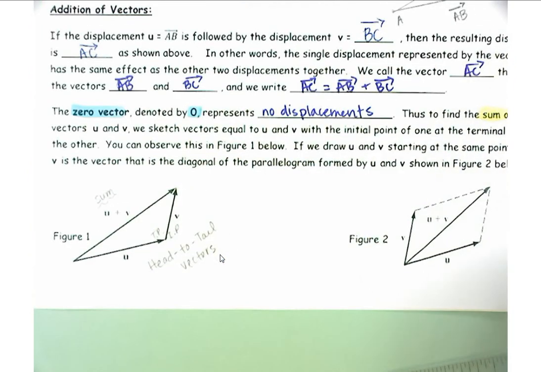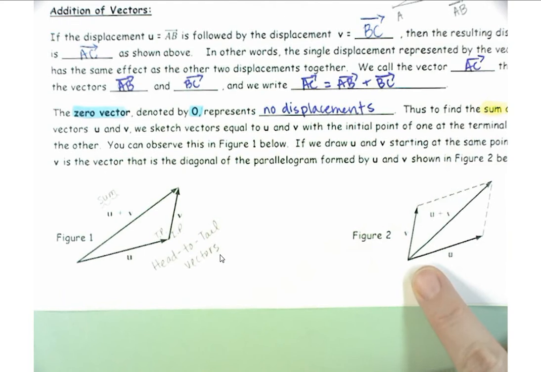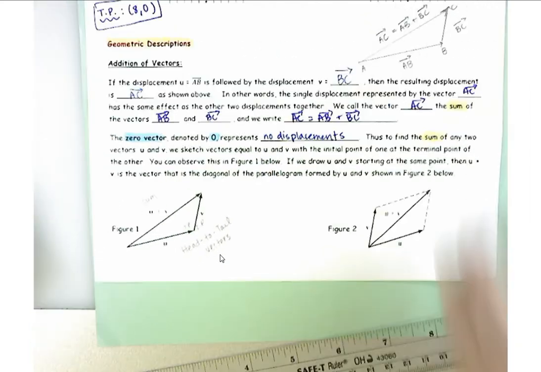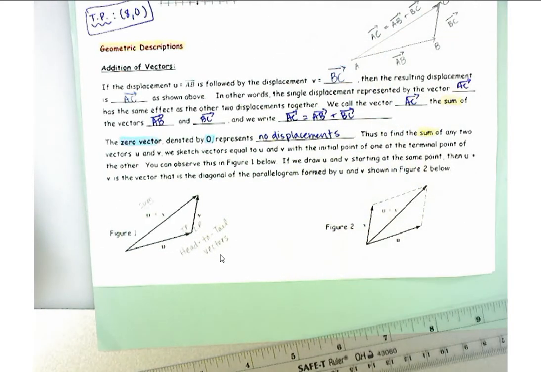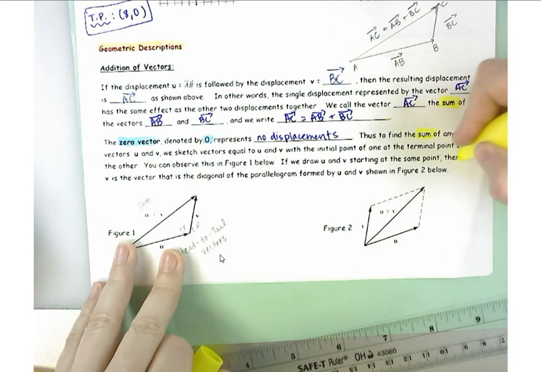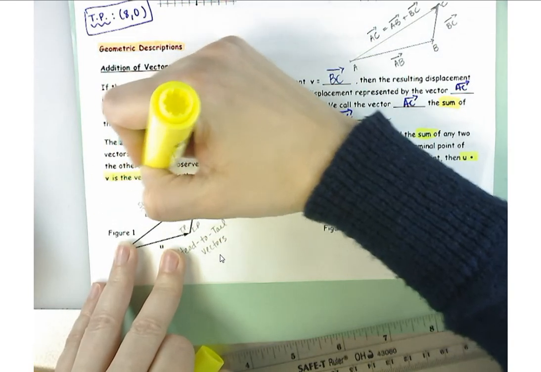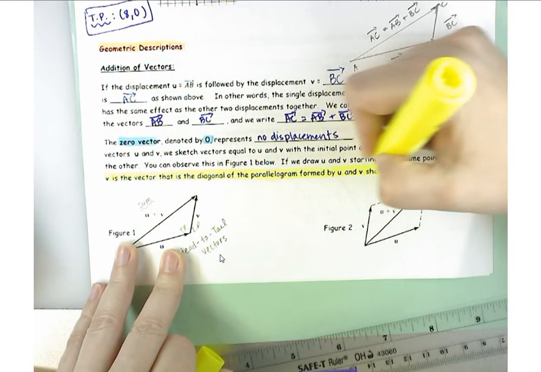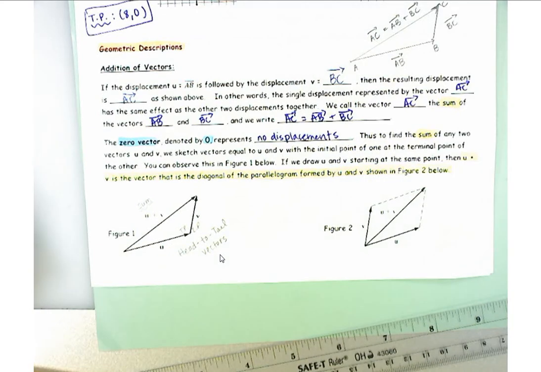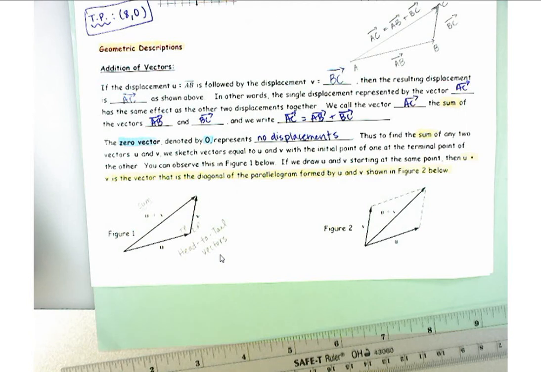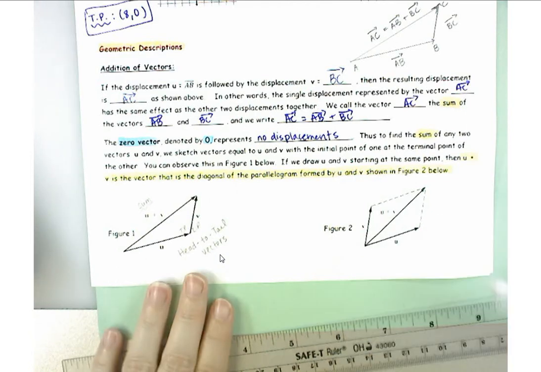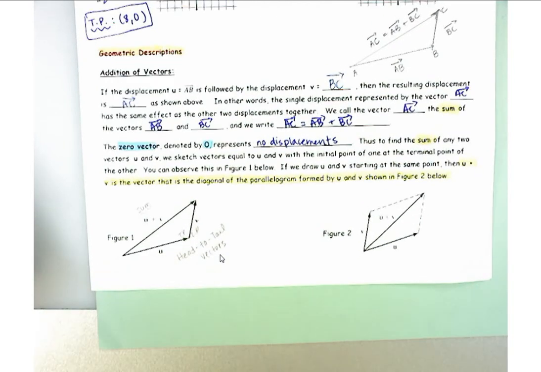Now, if you draw u and v starting at the same point, which is definitely going to happen when we start to do our story problems, then u plus v is the vector that is the diagonal of the parallelogram formed by u and v, which you can see in this figure below. That is going to be really important as we go into our story problems, so we're actually going to draw another example ourselves, with a different u and v.